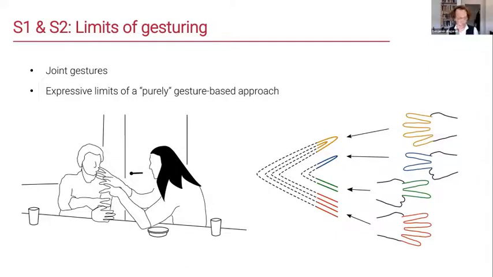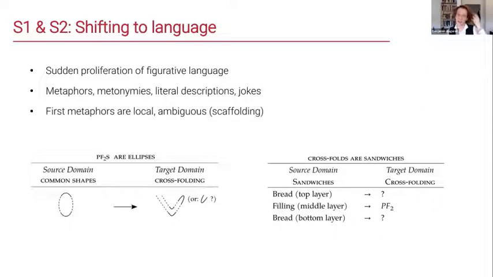And so what happens at this point in the case study is that there is a gradual shift to language and the relatively sudden proliferation of figurative language of all kinds. They start using metaphors, metonymies, more literal figurative descriptions. They're making little jokes. The first metaphors they use are local. They only describe one aspect of the thing, and they're very ambiguous. Things like talking about a folded edge as an ellipse, which doesn't really make sense because an ellipse is a closed shape.